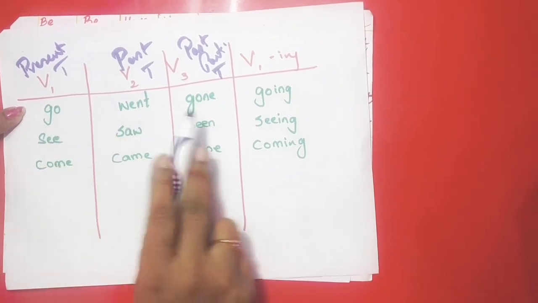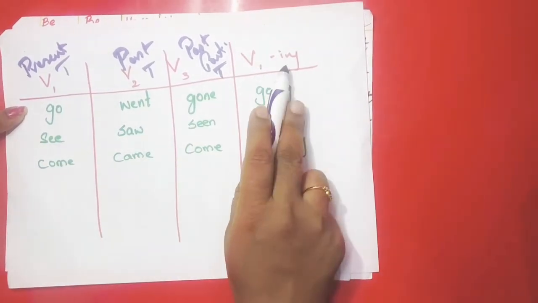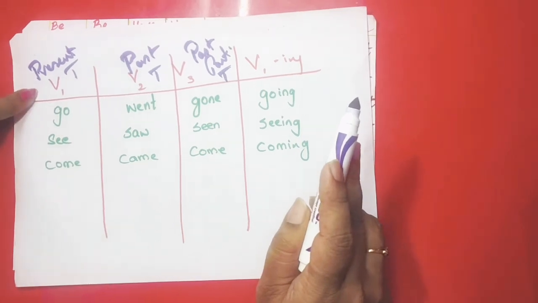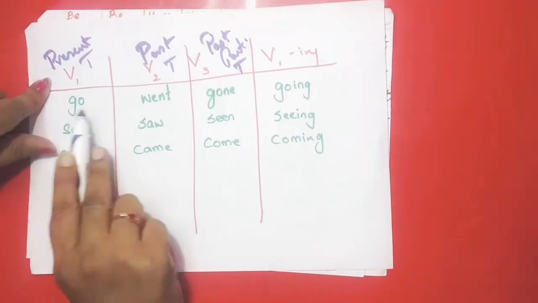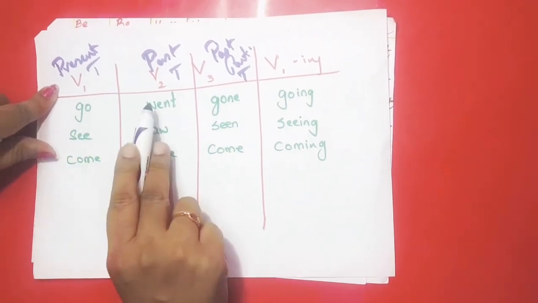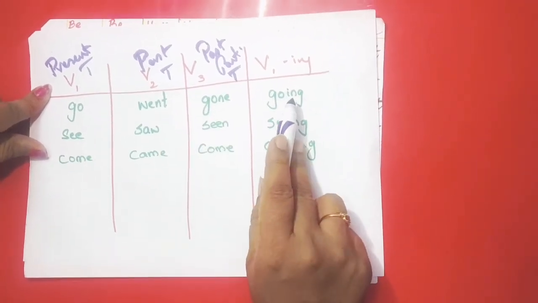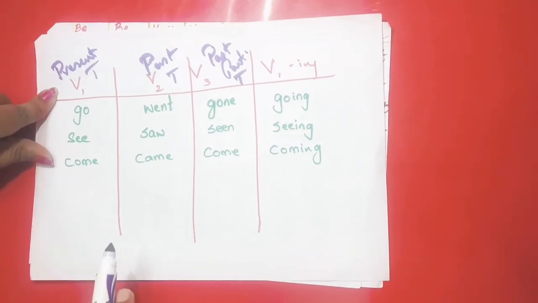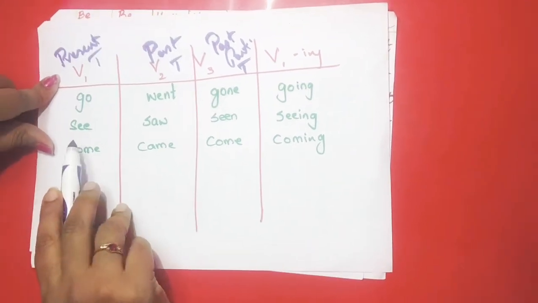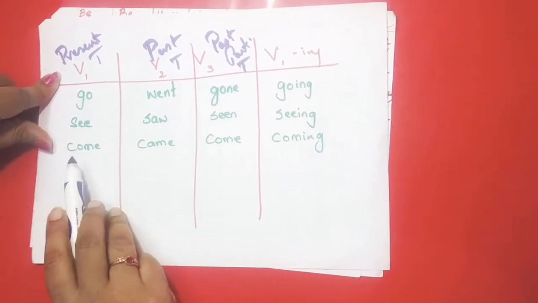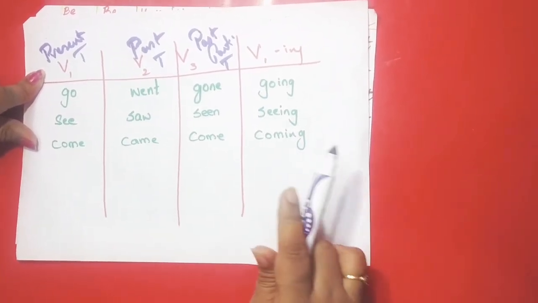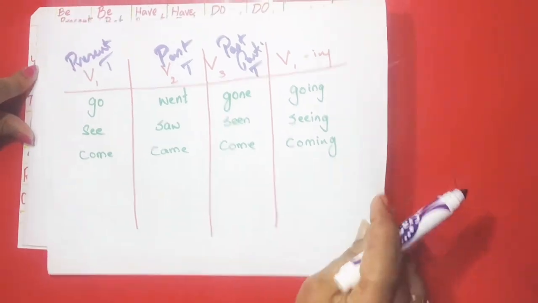Example, go, went, gone. And V1 with ing is adding ing to the present tense. Example, going. I repeat, go, went, gone. V1, V2, V3. And going is V1 with ing. The other examples that we have here are see, saw, seen, and seeing. Come, came, come, and coming.